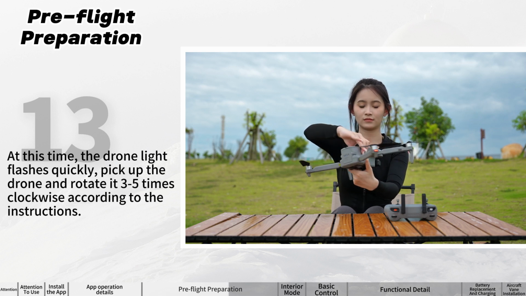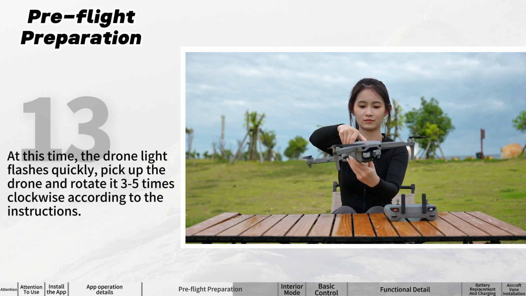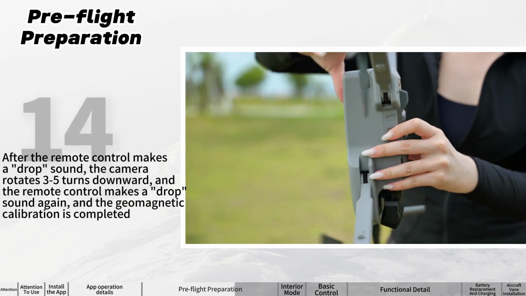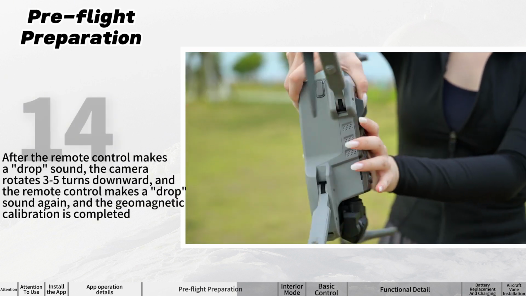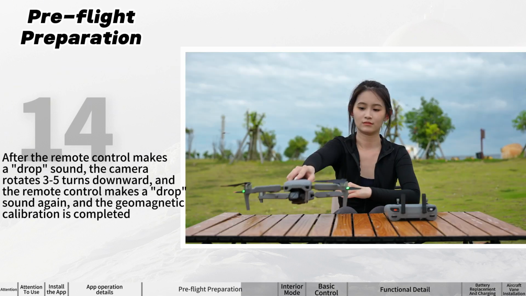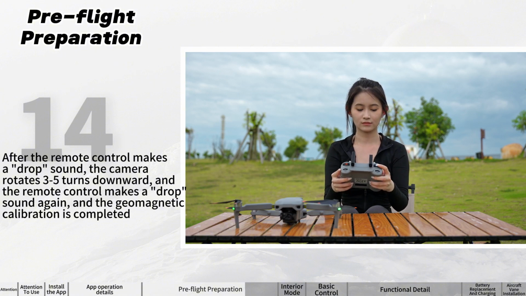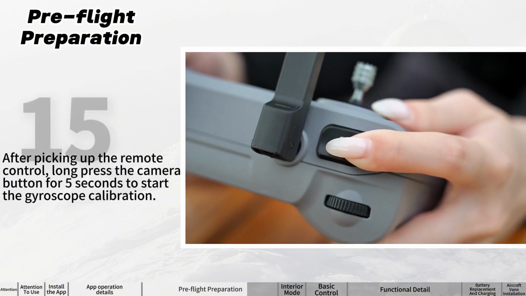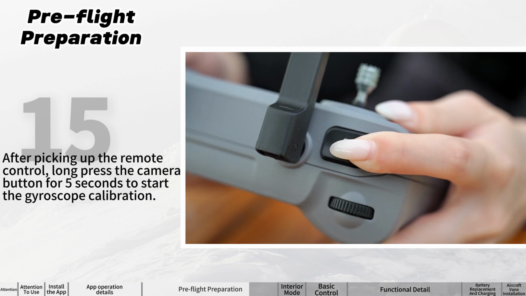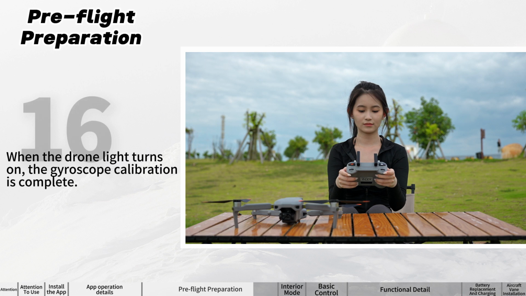Pick up the drone and rotate it 3 to 5 times clockwise according to the instructions. After the remote control makes a drop sound, the camera rotates 3 to 5 turns downward, and the remote control makes a drop sound again, and the geomagnetic calibration is completed. After picking up the remote control, long press the camera button for 5 seconds to start the gyroscope calibration. When the drone light turns on, the gyroscope calibration is completed.